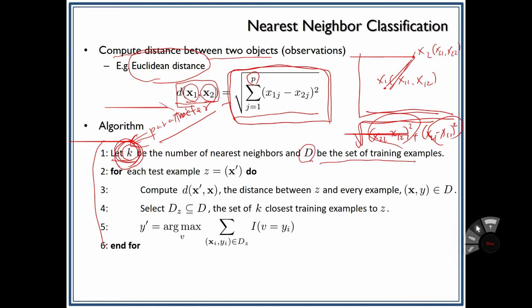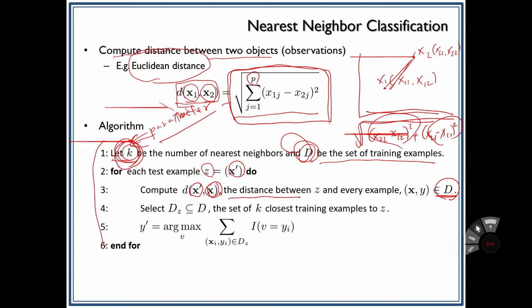and then let D be the set of training examples. So this one is the training set. Then for each test example, for each test data point, Z, which is denoted by x prime, which is also in the same dimensional space, compute the distance between this new object and the other objects in the training set. So here x is the coordinates in the training set.